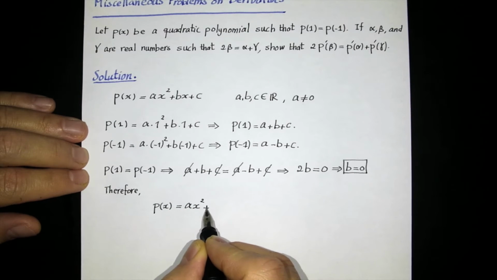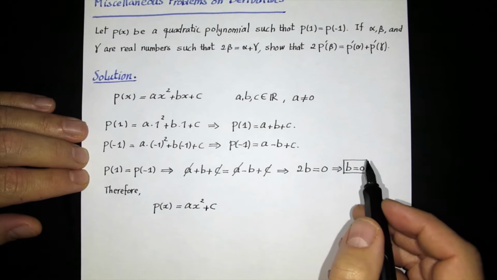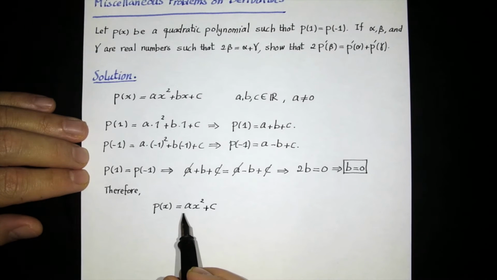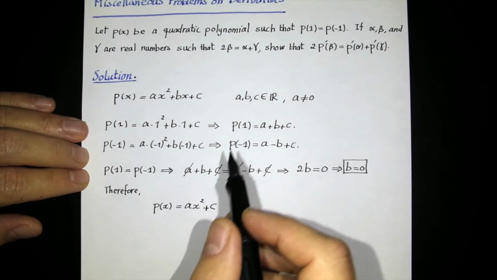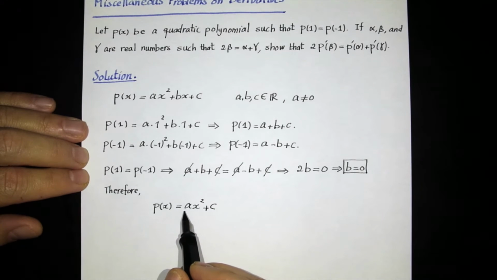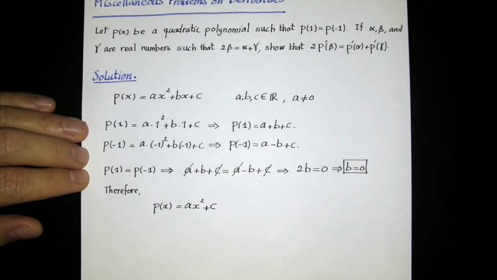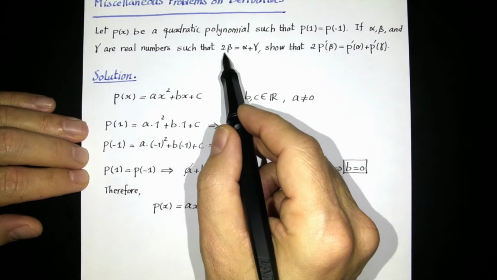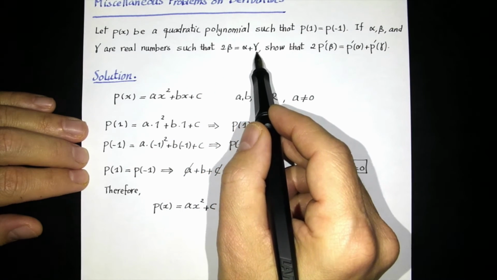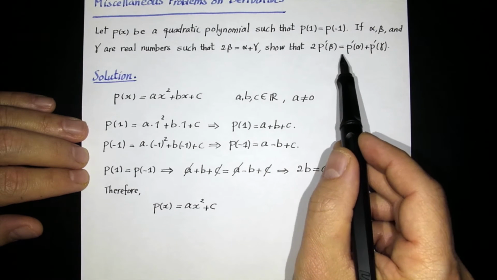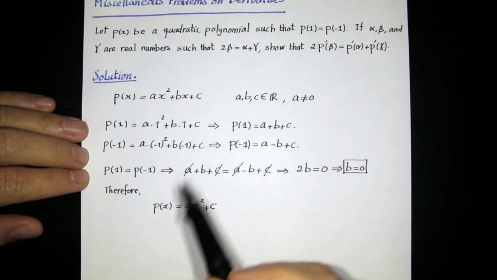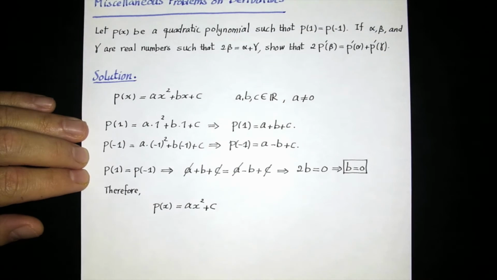So this is the most we can get from that piece of information. We are not able to determine a and c. But as you will see, it is not important to know the numerical values for a and c. We know that 2 beta is equal to alpha plus gamma, and then we want to show that the same relation holds among the derivatives of the polynomial at those numbers.